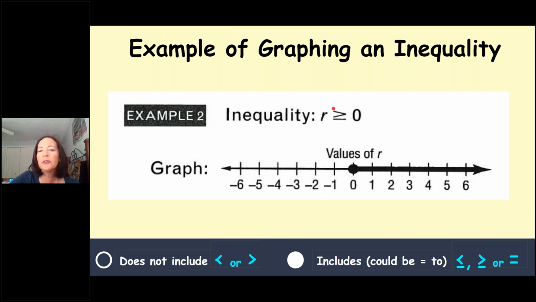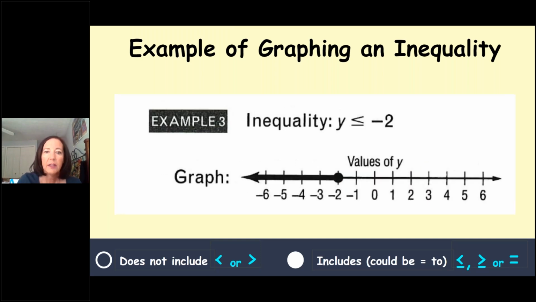Because it's r is greater than or equal to 0, we used a closed-in circle. It's the possibility it could be exactly equal to 0. And then r is all the numbers that are also bigger. So the graph darkens and shows an arrow, everything to the right of 0. Another example, y is less than or equal to -2. -2 is our important number. We're going to use the closed dot because our symbol is less than or equal to. And we're going to shade or draw a dark arrow for all the values that are smaller than that.